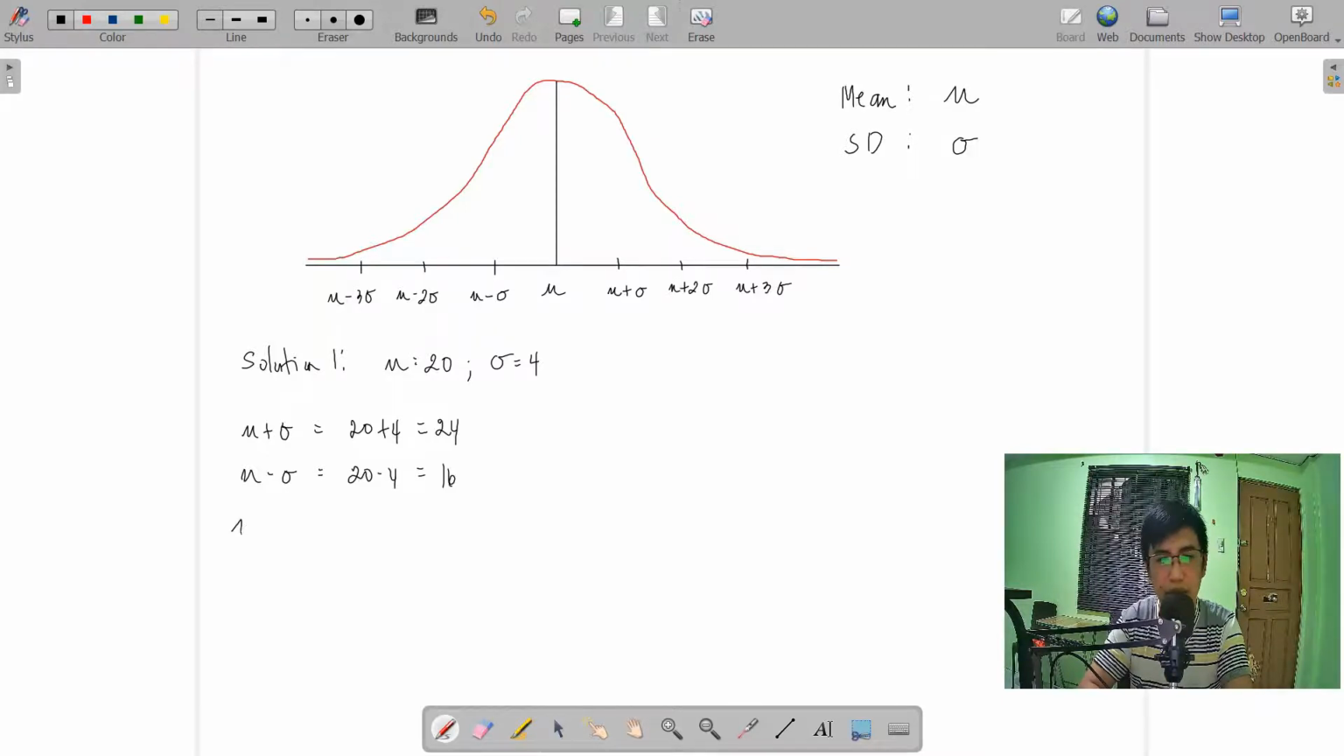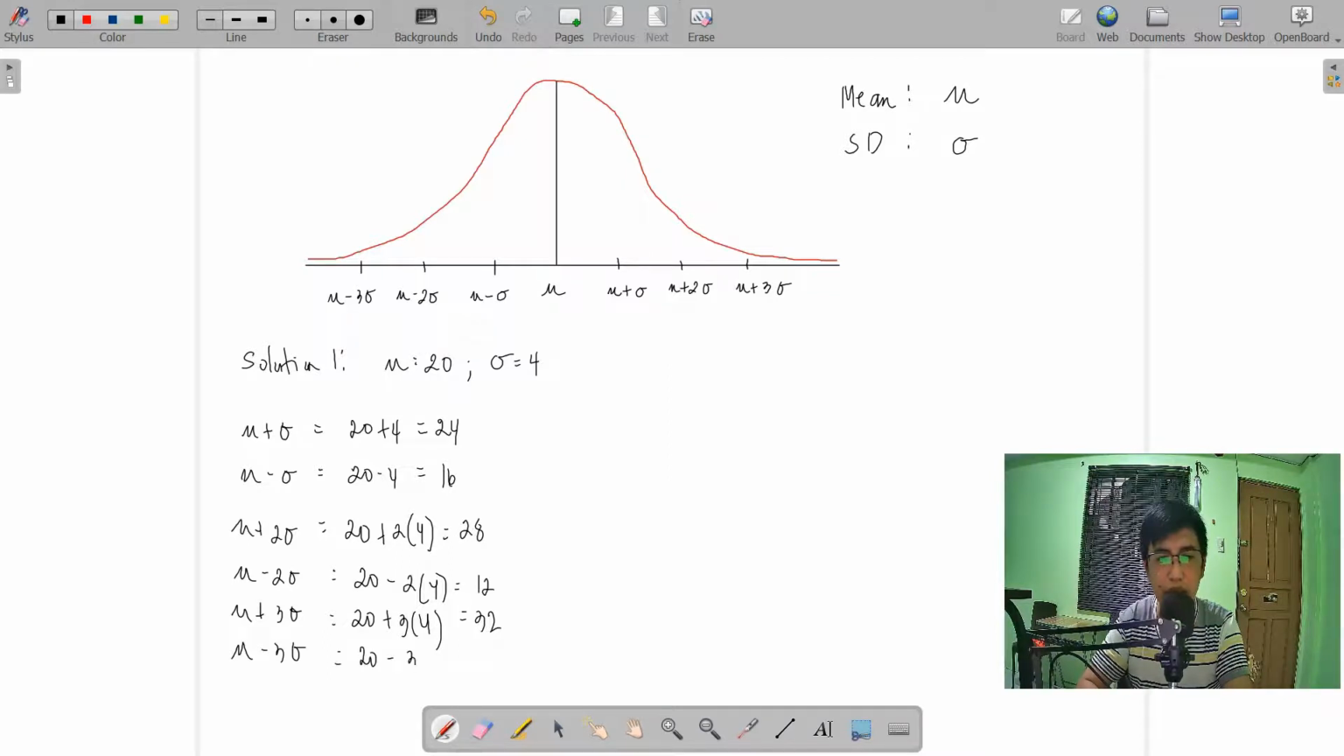Moving on, we have mean plus 2 standard deviations is 20 plus 2 times 4 is 28. And we have the mean minus 2 standard deviations is 20 minus 2 times 4 is 12. And the mean plus 3 times the standard deviation is 20 plus 3 times 4 is 32. And finally, the mean minus 3 times the standard deviation is 20 minus 3 times 4 is 8. Okay?